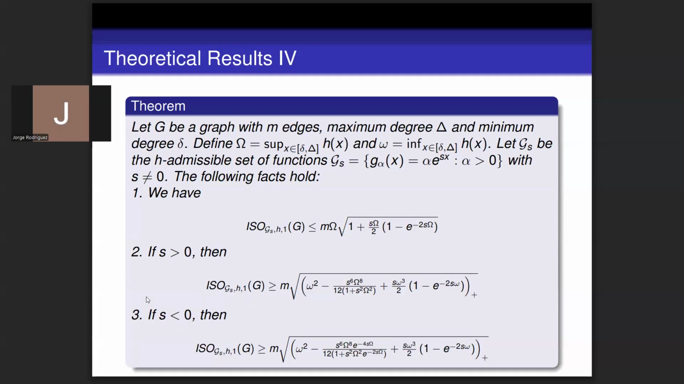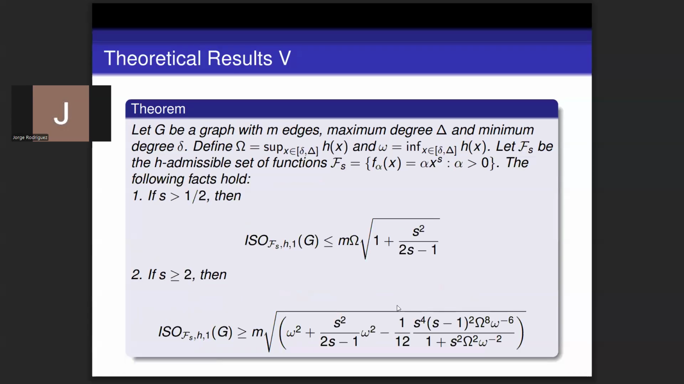And also, if this is smaller than zero, then what we have is that the first h integral Sombor index is going to be bigger or equal than this other object here, okay?